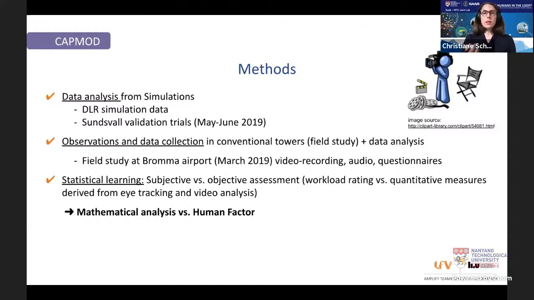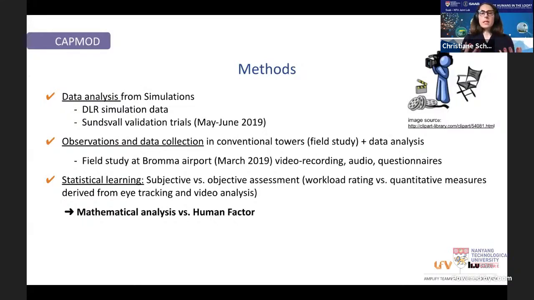If we think about the second question that we asked, we wanted to see what's the difference between the workload at remote tower centers and conventional towers. So how do we go about getting the conventional tower data? Well, we actually did a field study. We observed and collected data under operation at Bromma Airport in March 2019. We did video recordings, audio recordings, but we also questioned the controllers on their subjective workload ratings, and we analyzed this data together.